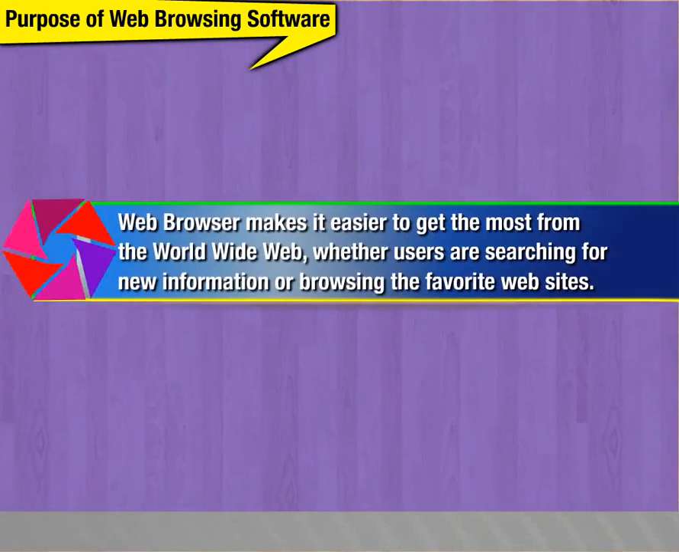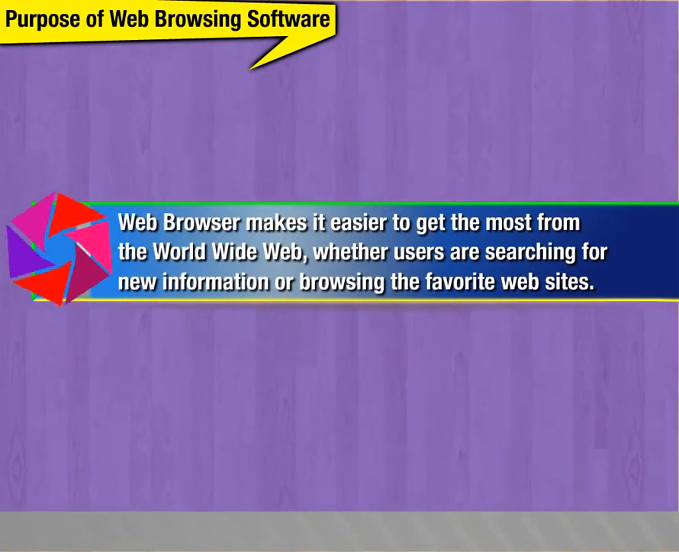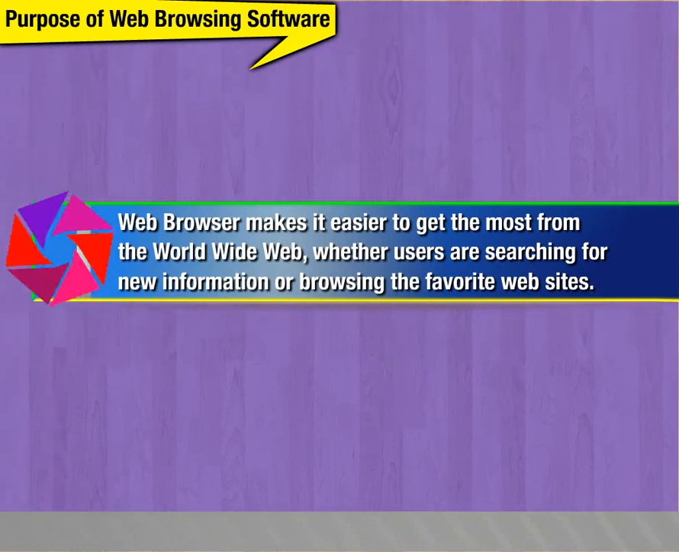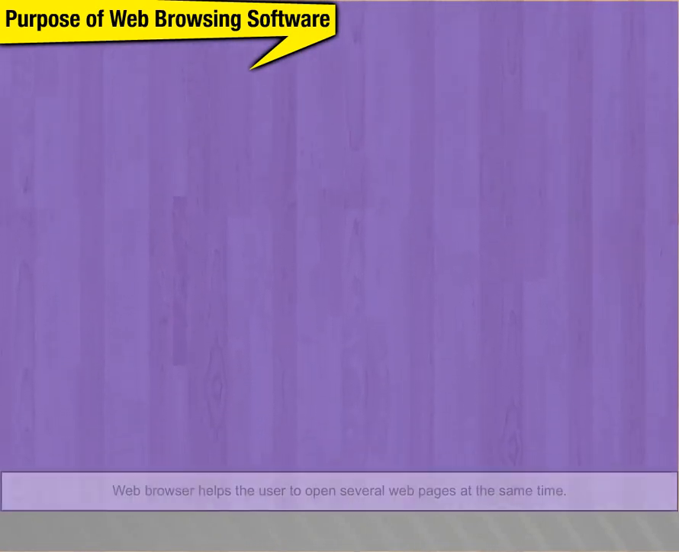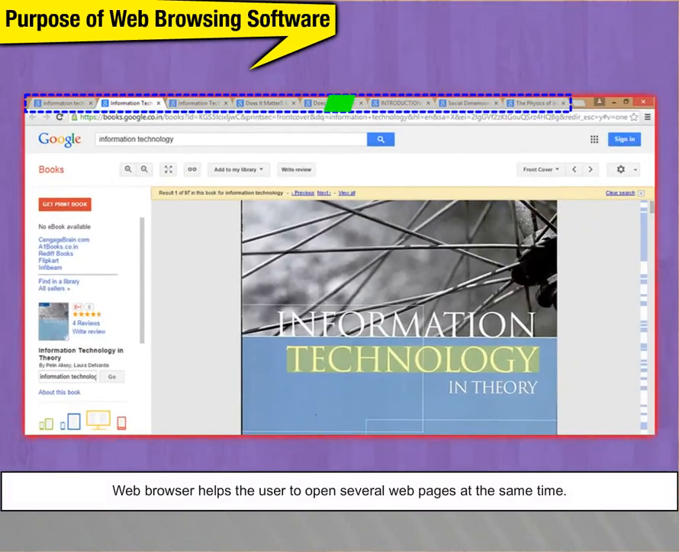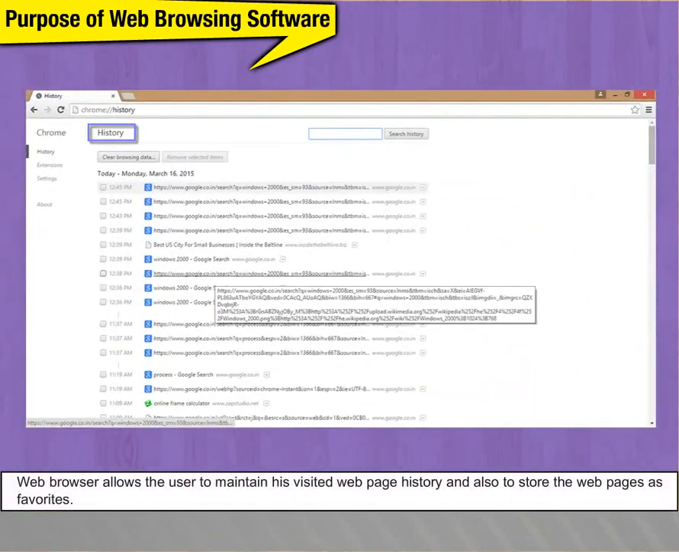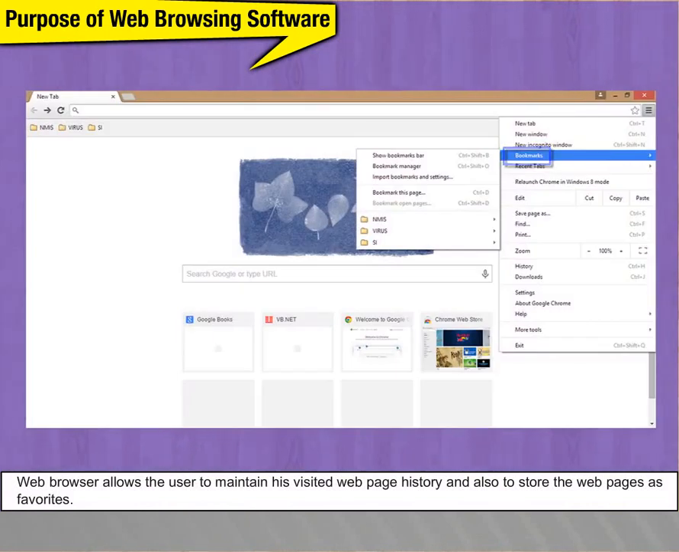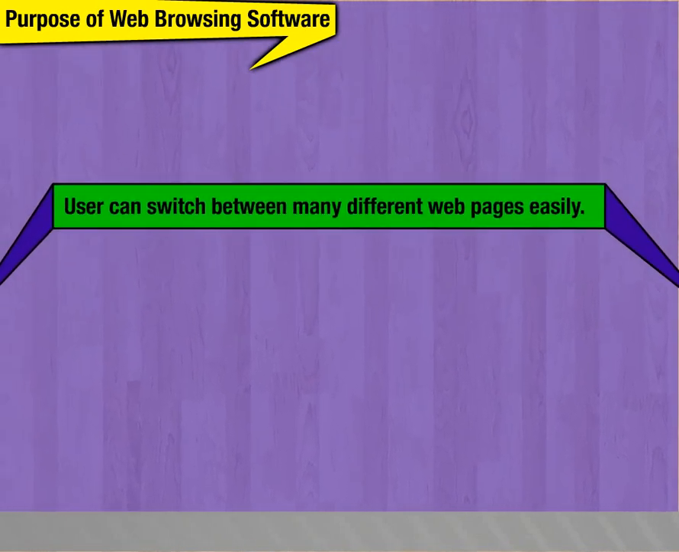Web browser makes it easier to get the most from the World Wide Web, whether users are searching for new information or browsing their favorite websites. Web browser helps the user to open several web pages at the same time. It allows the user to maintain visited web page history and also to store web pages as favorites. The user can switch between many different web pages easily.